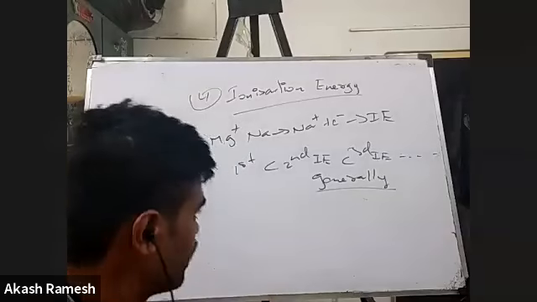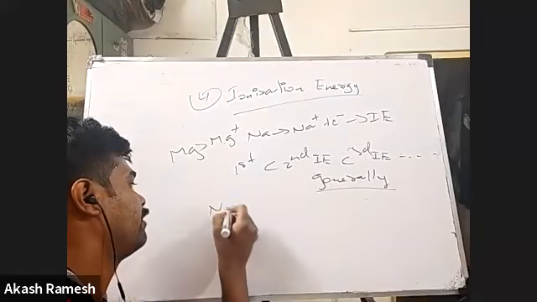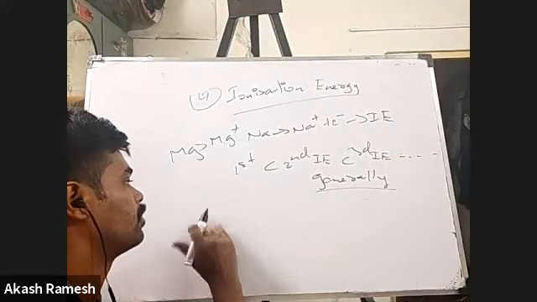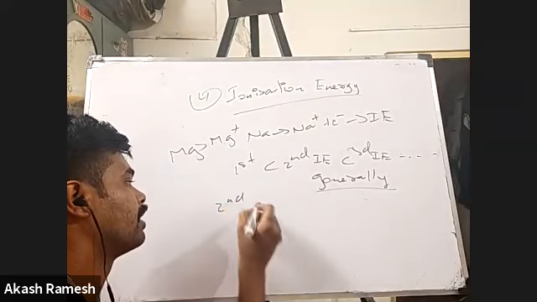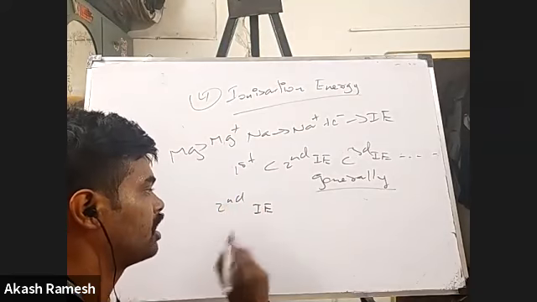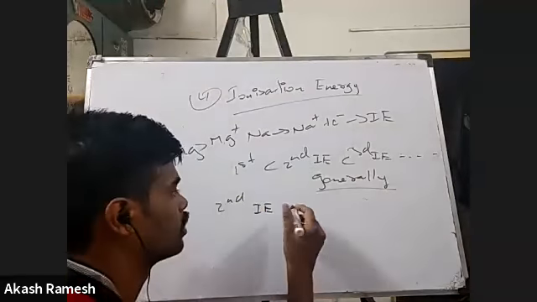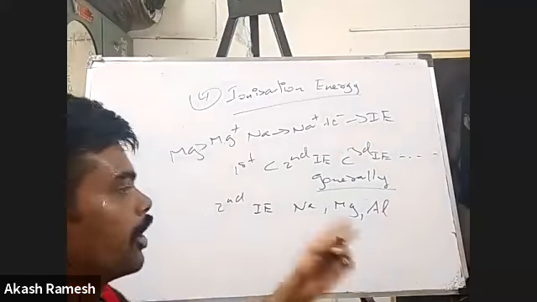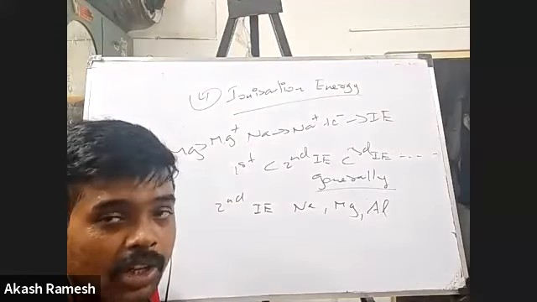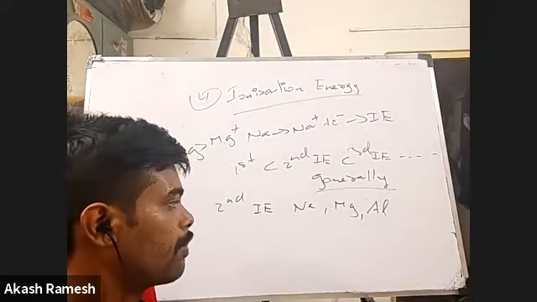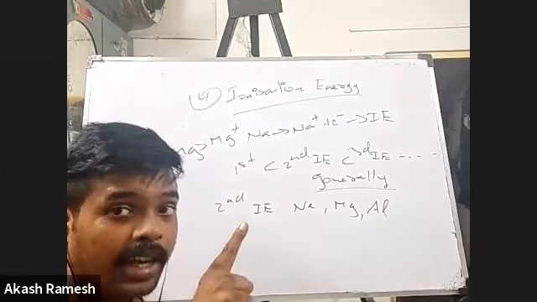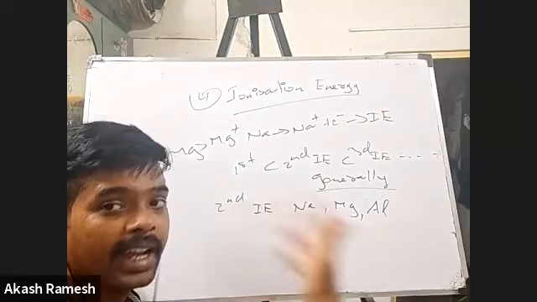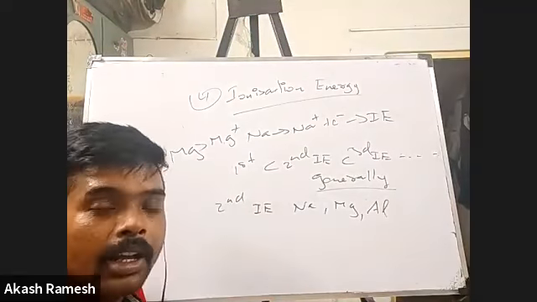Let me take an example like this. I'll speak about the second ionization energy of sodium, magnesium, and aluminium. I want you to arrange sodium, magnesium, and aluminium in the order of their second ionization energy. Not normal ionization energy, I'm speaking about second ionization energy, right? So what do you mean by second?